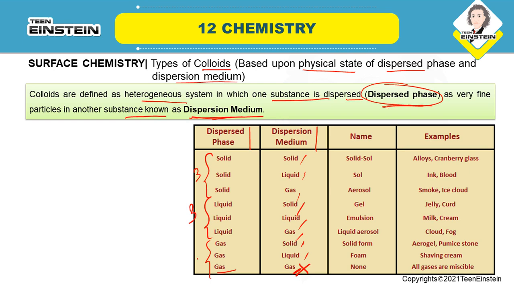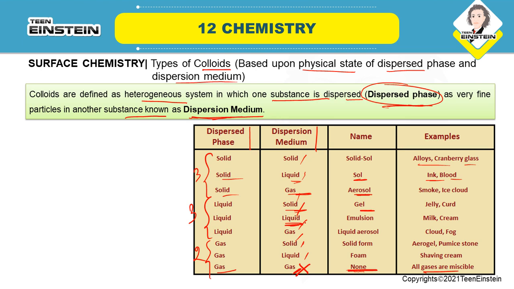But here it is not 3, it is only 2, because this is not possible. So that is why there is no example we are using, because all gases are miscible. So when both are solid, it is called solid sol. These are the examples. Solid in liquid: medium is liquid but phase is solid. Example is sol, ink, blood. Solid in gas, aerosol. Liquid in solid, this is unusual. This is gel, that is the name, and example is jelly or curd.